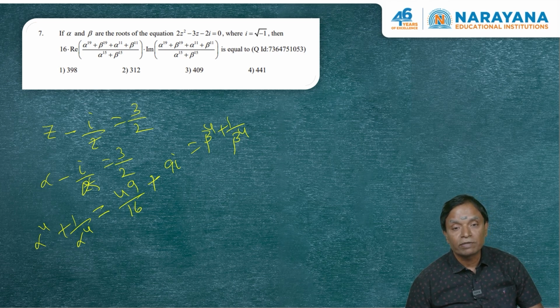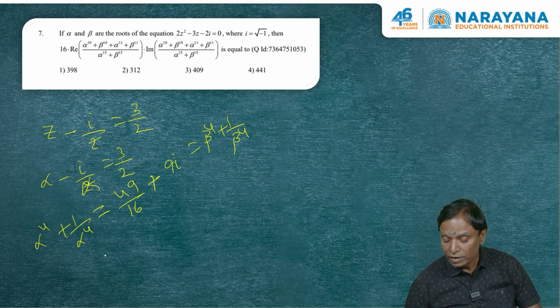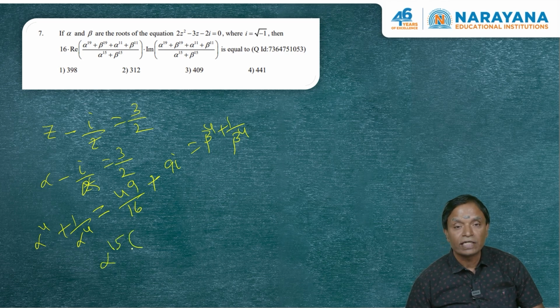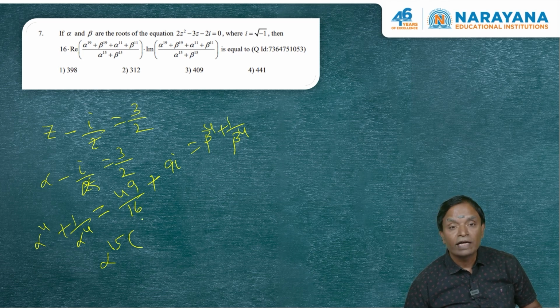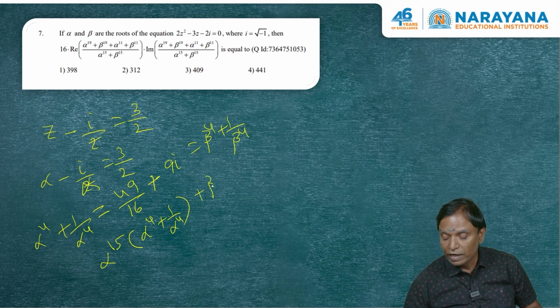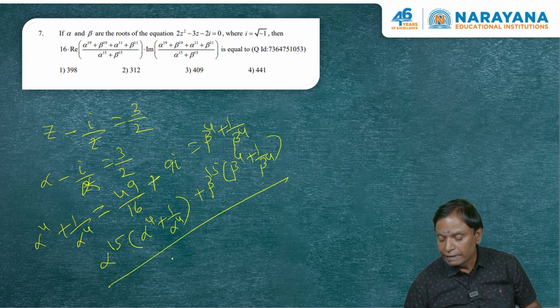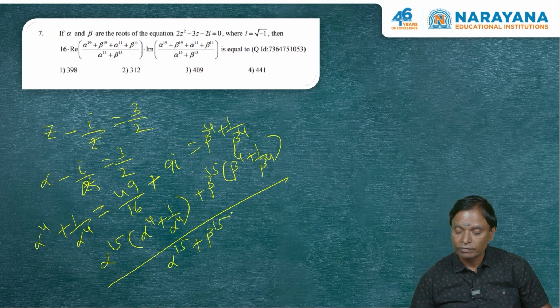So in the first expression, if I take alpha power 15 common, forget about real part and imaginary part, I will get alpha power 4 plus 1 by alpha power 4. Similarly, if I take beta power 15 common, I will get beta power 4 plus 1 by beta power 4, by, which is nothing but alpha power 15 plus beta power 15.